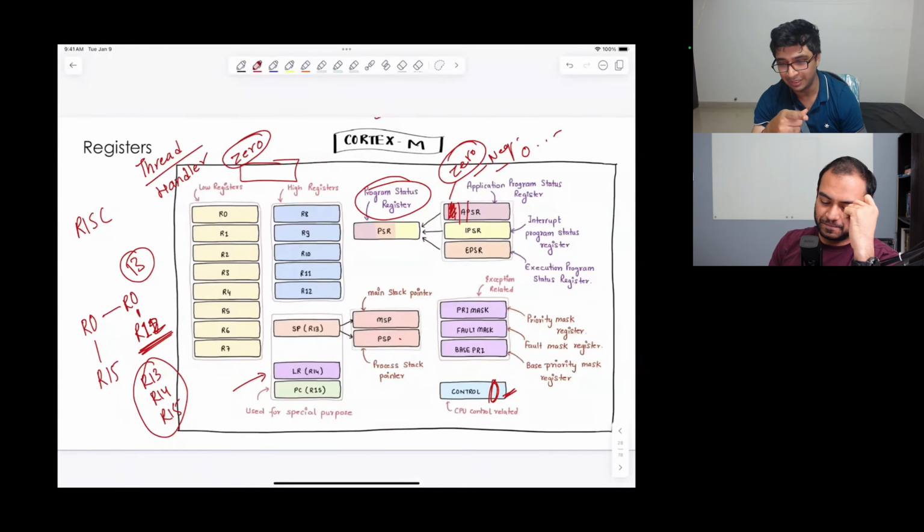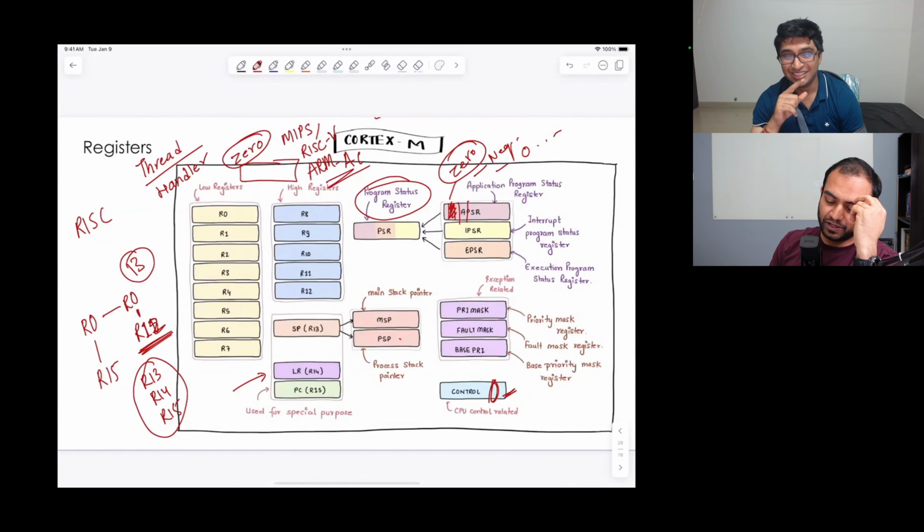So if you go to MIPS, etc., the 0 register is actually 0. You cannot store anything else in it. That's the case in RISC-V also, and I think ARM AArch64 as well. That is the case with AArch64, not with ARMv7-A.